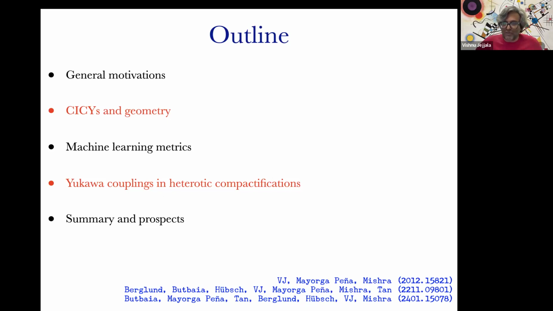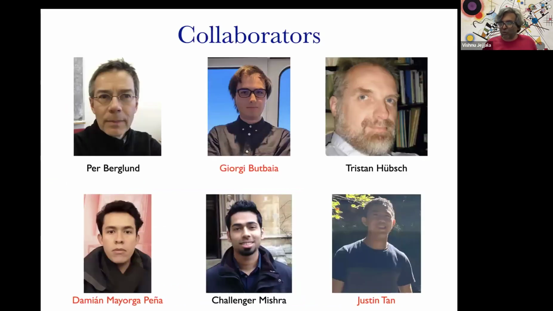I'll be talking essentially about the 3 papers in blue that are written at the bottom of the slide. This is work in collaboration with Per Berglund, Paris student Giorgi Butbaia, Tristan Hübsch, Damian Mayorga Peña, Challenger Mishra, and Challenger's student Justin Tan. The names in red are the ones who've done the bulk of the coding and are really responsible for many of our key results, both computationally and conceptually.